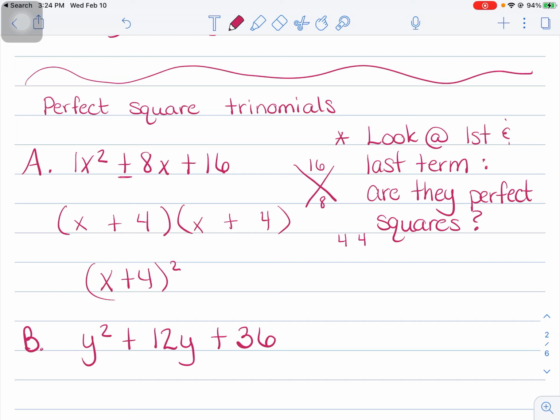So I'm looking at the first and last term first. Instead of going through the X method, I always look for a GCF.